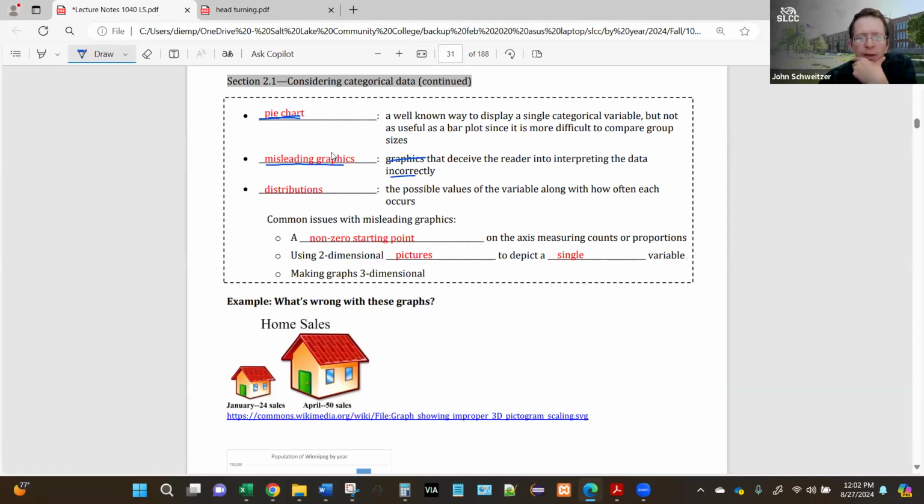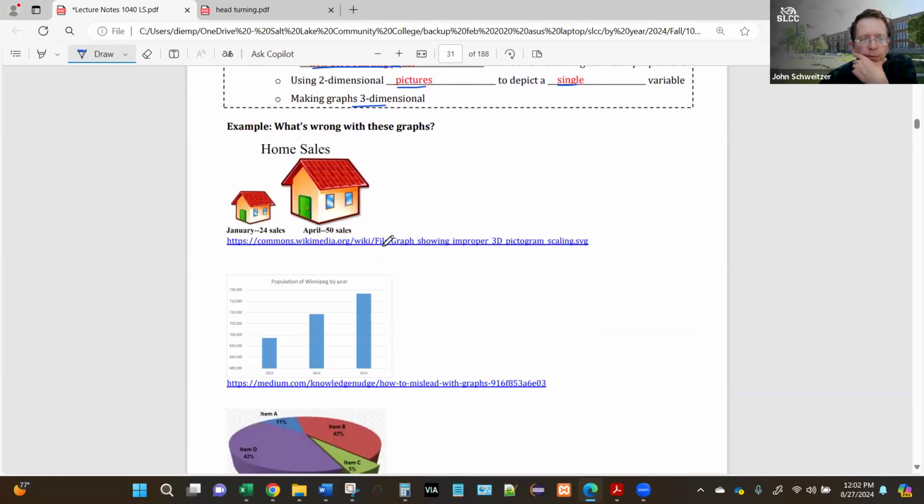So what are some common misleading graphics? Well, we're going to look at three. We're going to look at the non-zero starting point. We're going to look at using two-dimensional pictures to depict a single variable, and then we're going to look at three-dimensional graphics.